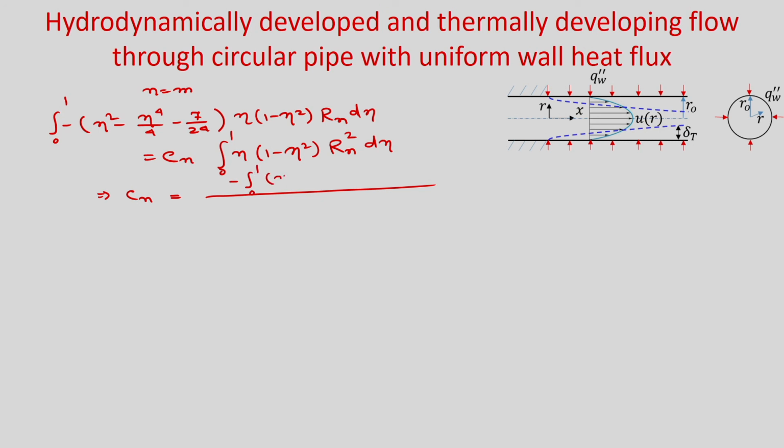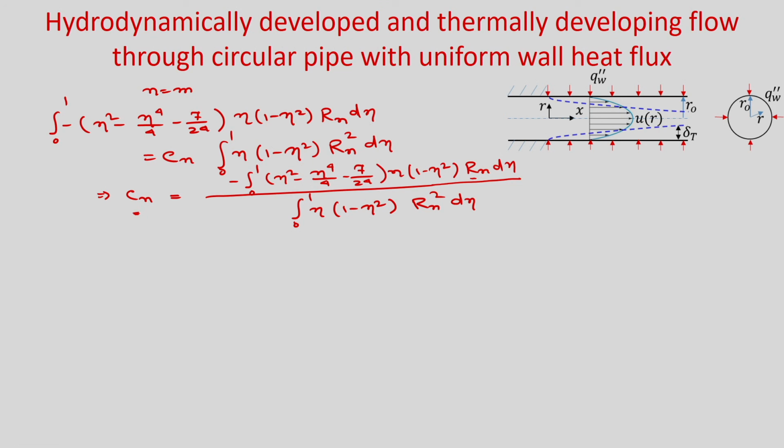C_n is integral 0 to 1 of (eta squared, eta to the power 4 minus 7 by 24 eta)(1 minus eta squared) R_n d eta, divided by integral 0 to 1 of eta (1 minus eta squared) R_n squared d eta. So, you can see that if R_n is known, which is the solution you will get from the second order differential equation, then you will be able to integrate this and find the constant C_n. Now, we need to find the value of lambda_n.